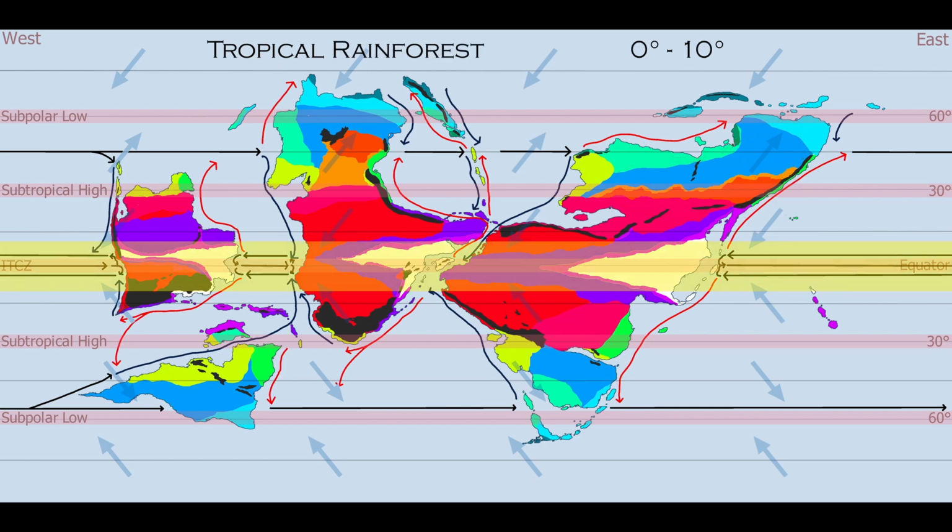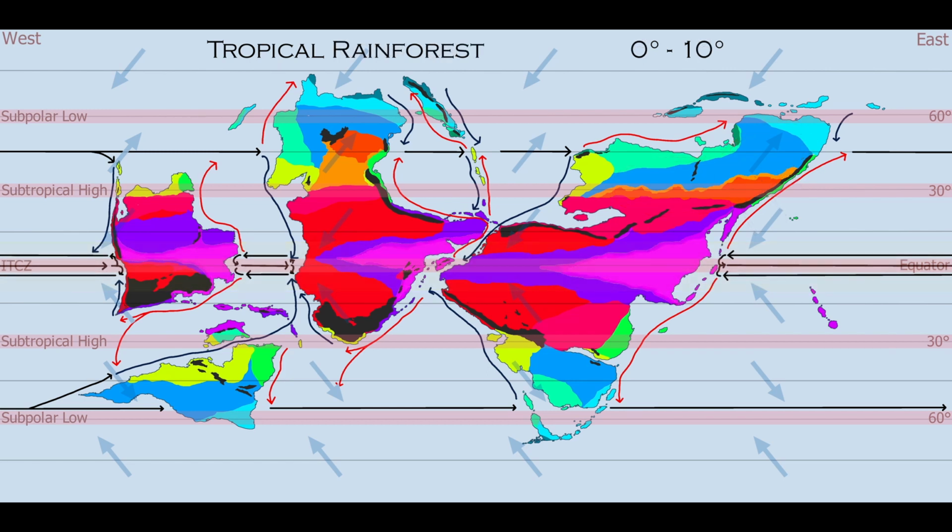So at last we have the tropical rainforest. It's from 0 to the 10th degree latitude. It's hot and wet during winter and hot and wet during summer. It will not exist within the wind shadows of mountains or the rain shadows of mountains, and will thin out the further you go inland.